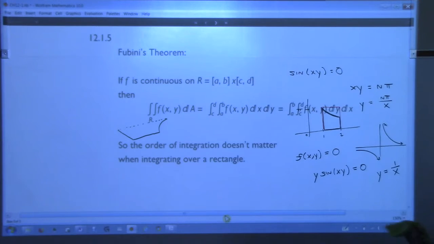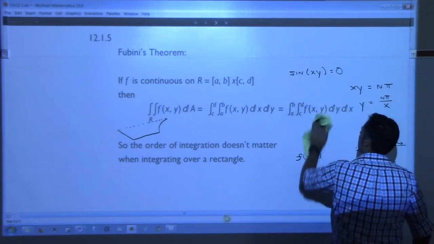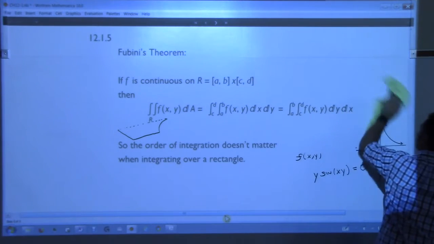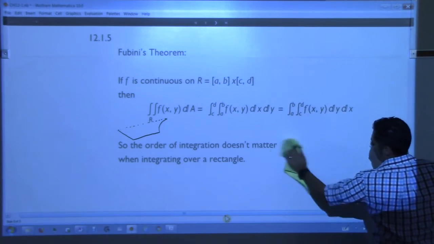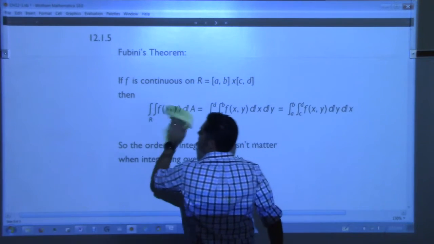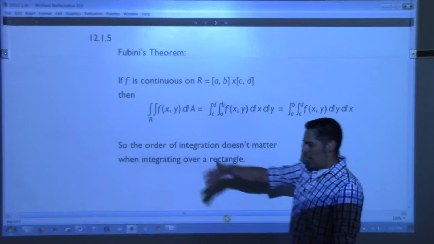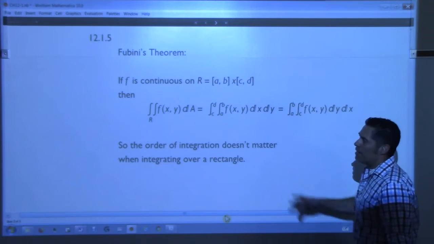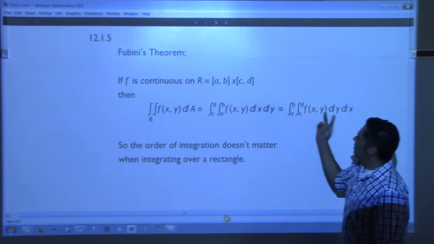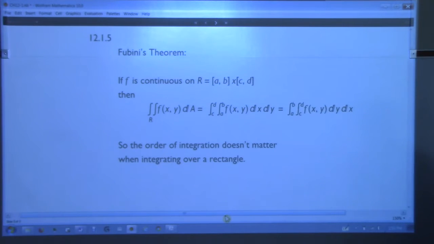So this is just Fubini's theorem, which I've already kind of told you. It just says that so long as the function is continuous, I mean nice and smooth, and we're integrating over a rectangle, the order of integration doesn't matter. All right? The order does not matter. That's a theorem though. We can't just take that for granted. Somebody has proven that theorem. Fubini has proven that theorem.